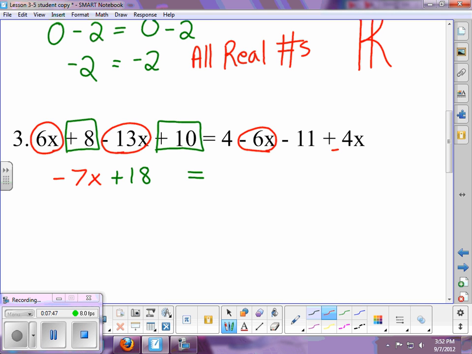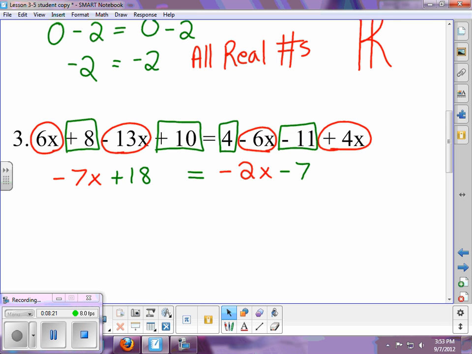Here's a like term, negative 6x and positive 4x. So we need to think about negative 6x and plus 4x. That would be negative 2x. There are other like terms with the constants. 4 minus 11, which would be negative 7. And we wouldn't write it as plus negative 7, it would translate down to minus 7.